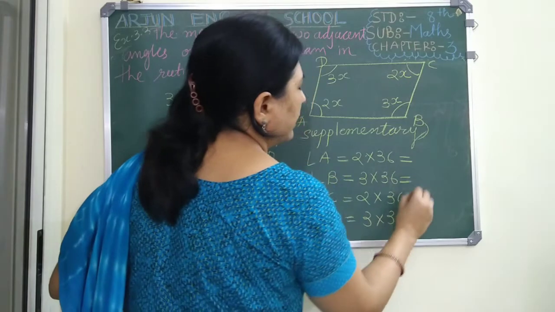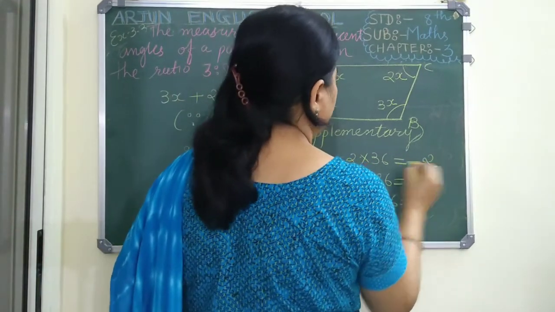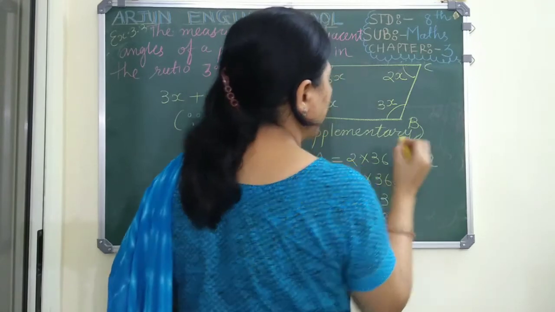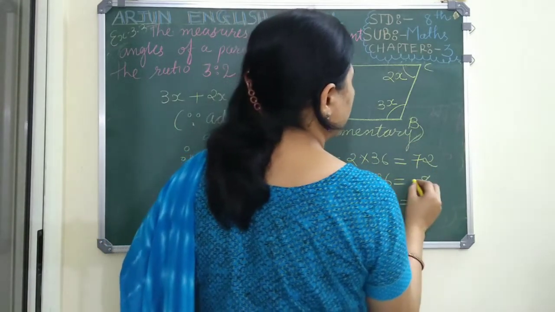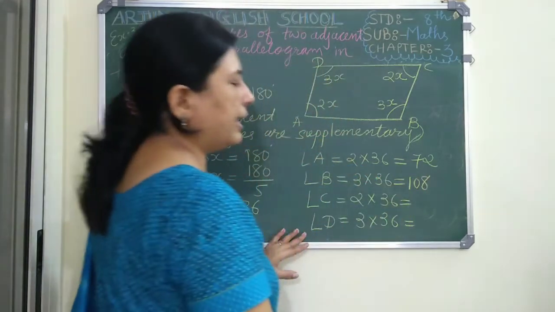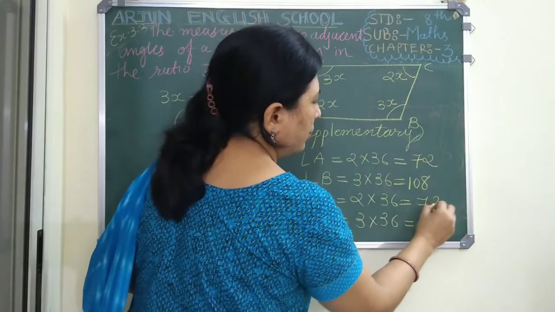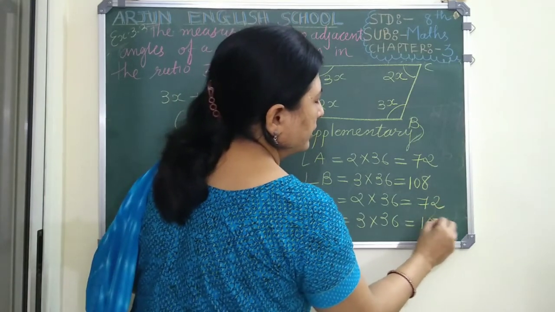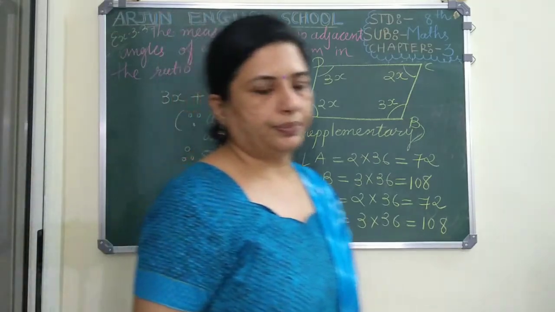So, here we can write the answer as 72 and 108. So, here are the answers. So, here also 72 and 108 is their measure.